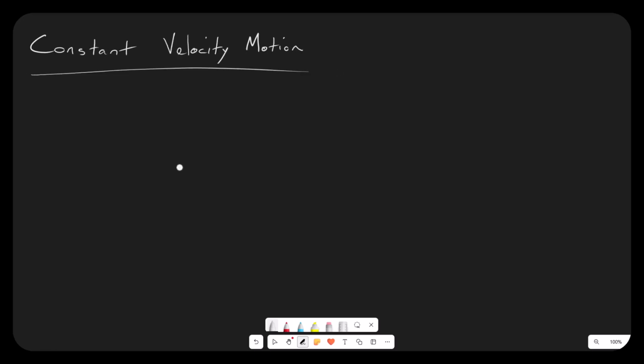We're going to look at constant velocity motion. The idea here is we are moving in one direction at one speed. That's what we're doing with constant velocity.